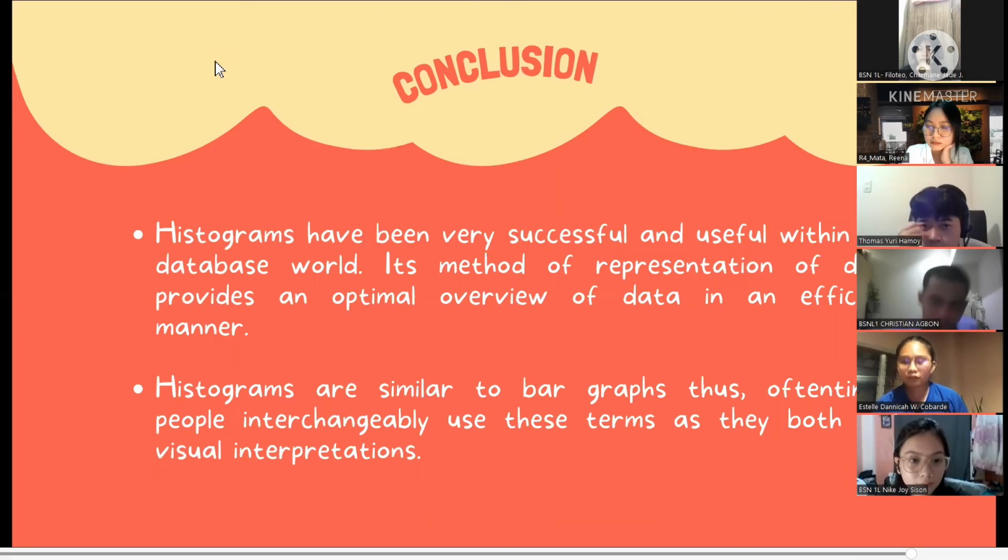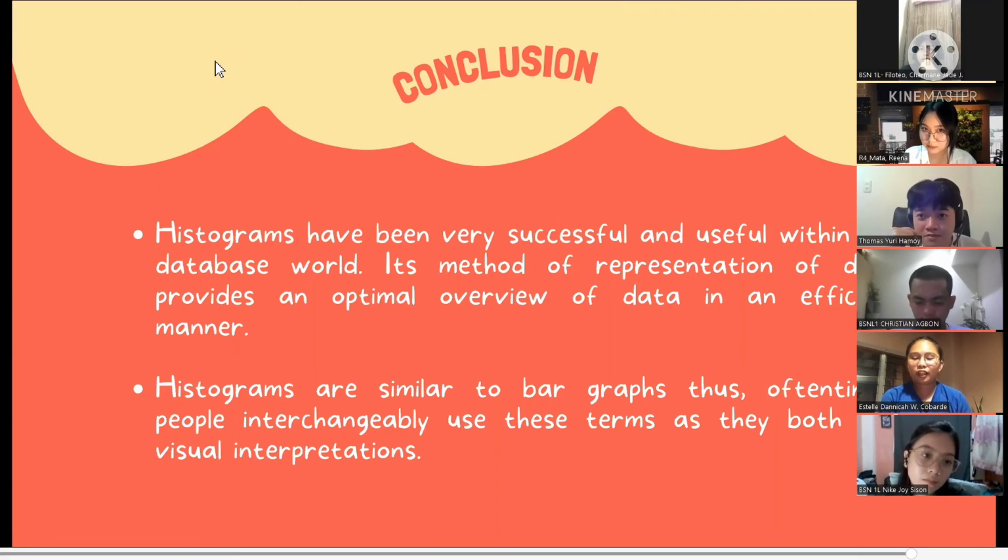Histograms have been very successful and useful within the database world. Its method of representation of data provides an optimal overview of data in an efficient manner. Not only is it efficient, it also promotes simplicity, effectiveness, and applicability in data approximation. Histograms are similar to bar graphs. Thus, oftentimes, people interchangeably use these terms as they both are visual interpretations. But more importantly, we can distinguish histograms from bar graphs: histograms represent frequency distribution and variables in a data set, whereas a bar graph represents graphical comparison of discrete variables.